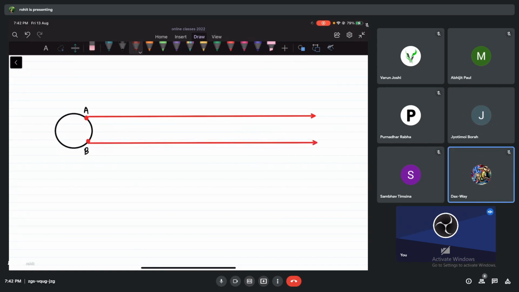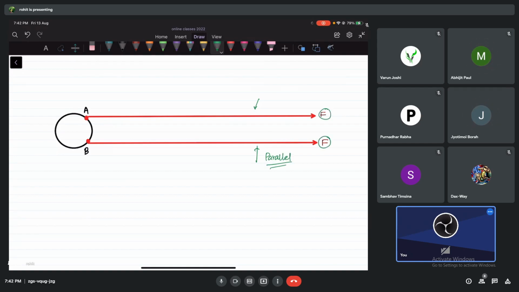But do you realize that they are still looking at the same point? I want to say, are they still looking at 2 different points? We are still looking at the same point. But these 2 arrows have become parallel. So now you tell me, this F and this F, are they different or the same points? Same points. Is it clear?